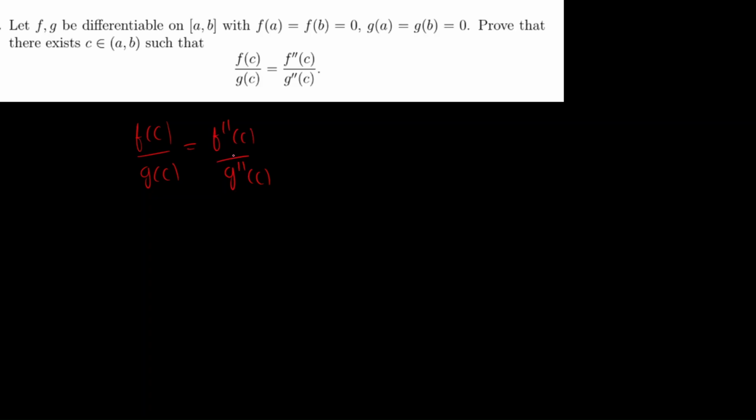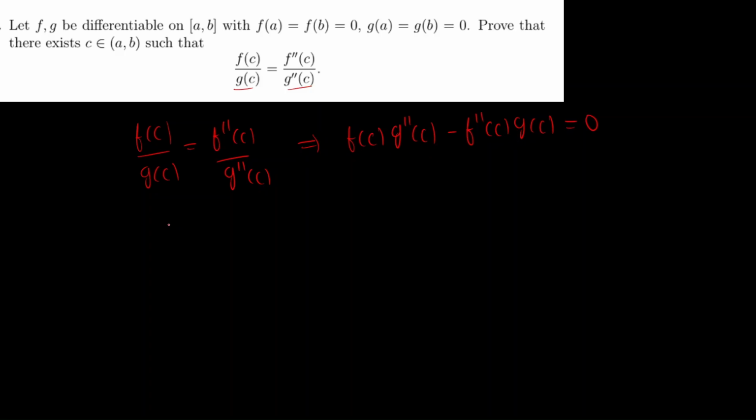We'll take the RHS onto the left hand side. I'll get f(c) g''(c) minus f''(c) g(c) equal to 0. I wantedly ignored the denominator part because it will only contain g(c) g''(c). From the question we can see that they can't both be 0 at any intermediate value between a and b. So now we have something looking like this.